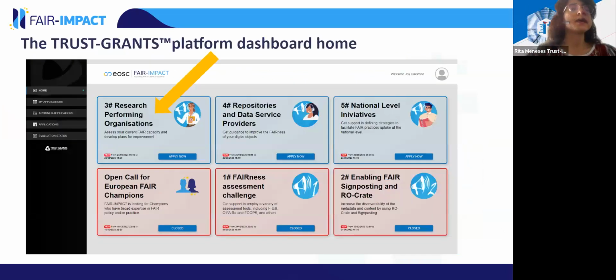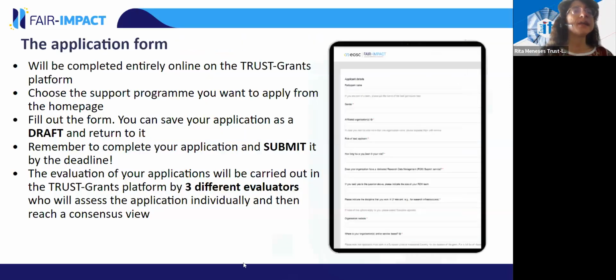Then this is the grants platform. And since this webinar is focused on the research performing organizations, you just need to click where the yellow arrow is. So you need to click on apply now, as Joy is showing up now. Next slide, please. And then when you click on apply now, you will have access to the application form.